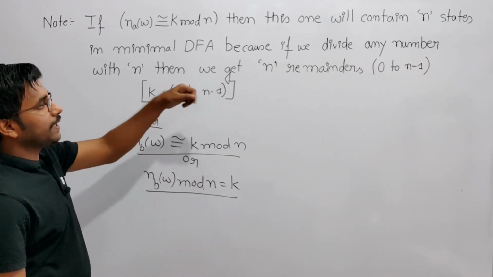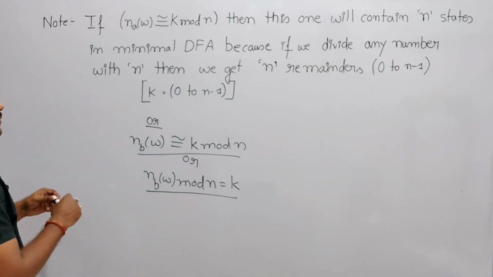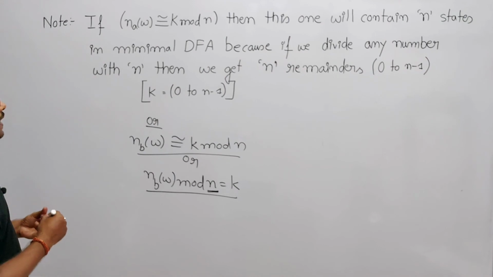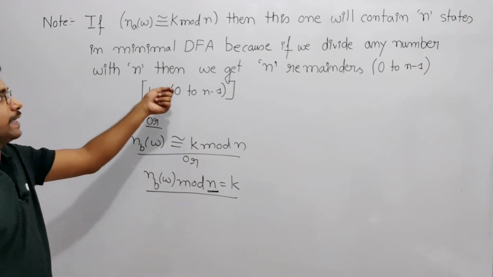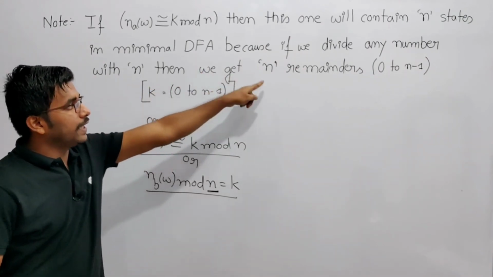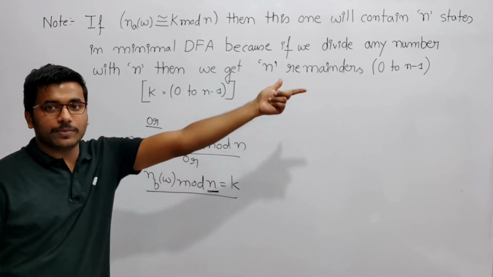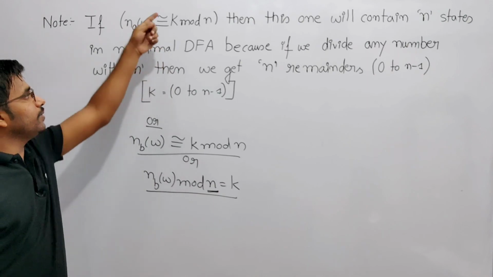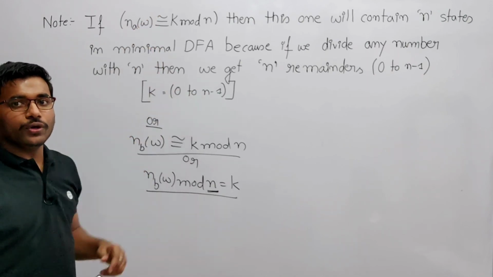Then this will contain n states in the minimal DFA. It is going to contain n states in the minimal DFA, because if we divide any number by n, we get n remainders, 0 to n minus 1, and k is going to be any value from 0 to n minus 1.